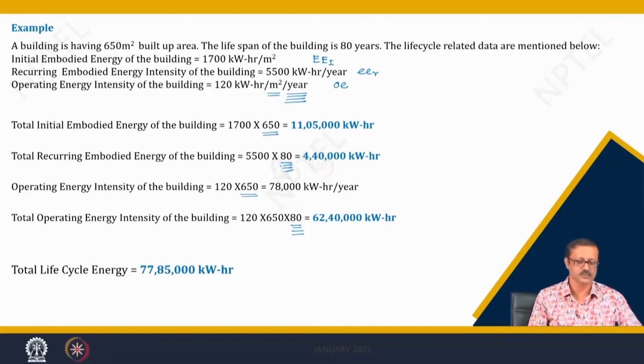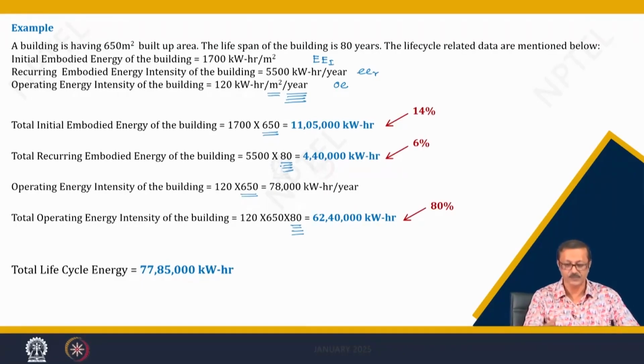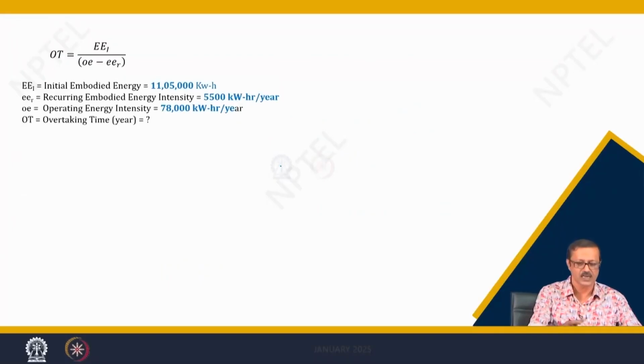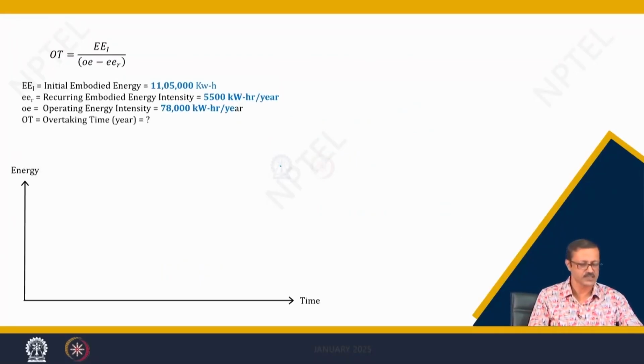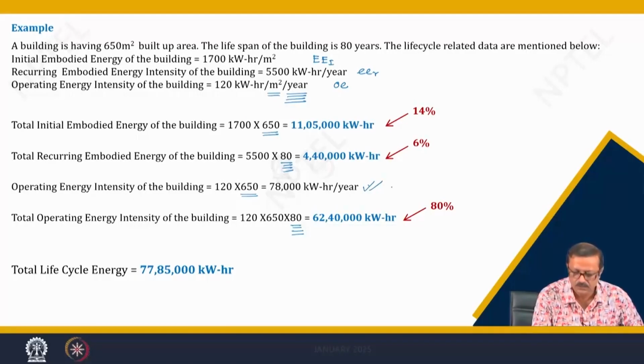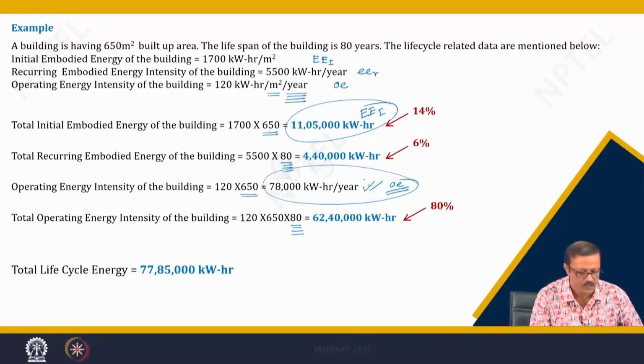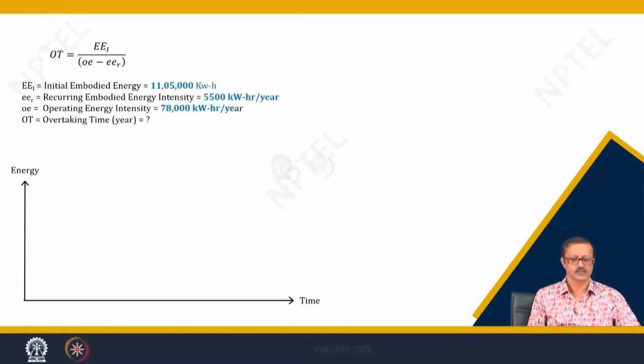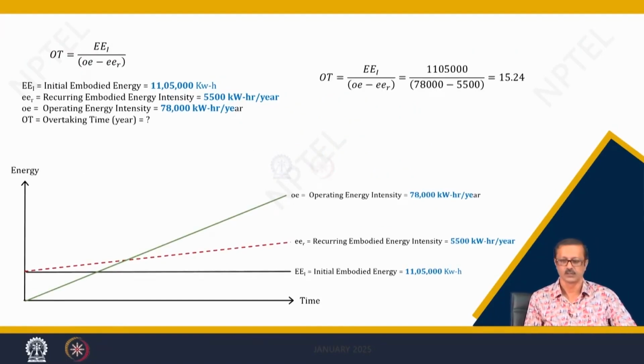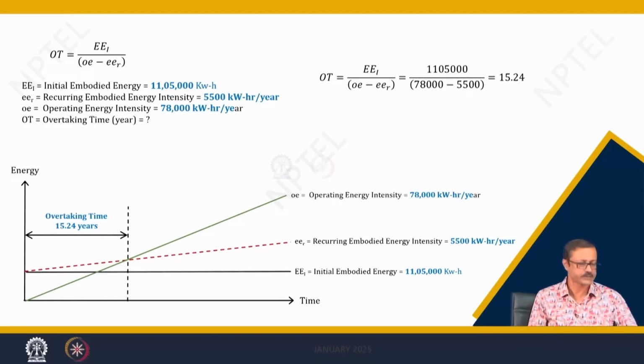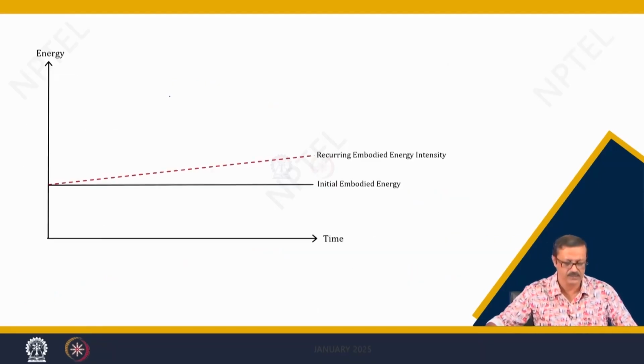So, if you do that, I can calculate the total life cycle energy, and also I can say that 80% is the total operating energy, 6% is the total recurring energy, and 14% is the total initial embodied energy. By this formula, the OE intensity I know in kilowatt hour per year from the last slide. If you go back, this is the OE, then this is the initial embodied 11,000, this is the EEI, these three data I required, and also this one is the 5500 per year, this is the ER data. Based on that, if I calculate, I get 15.24 years as the overtaking time.